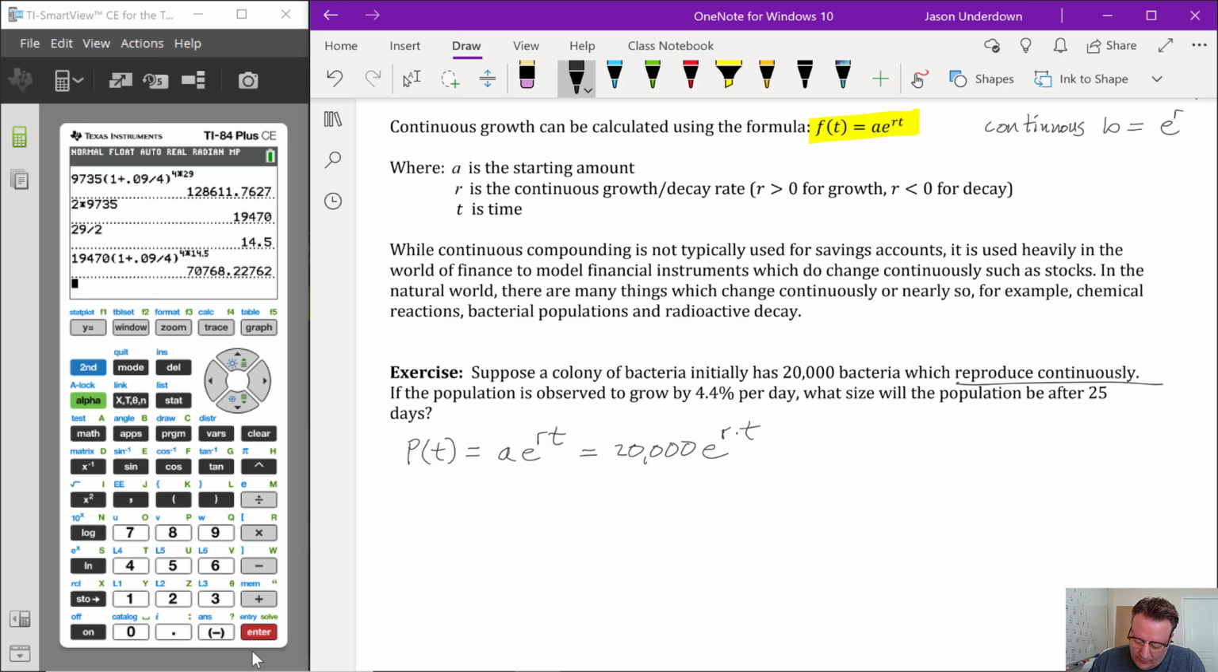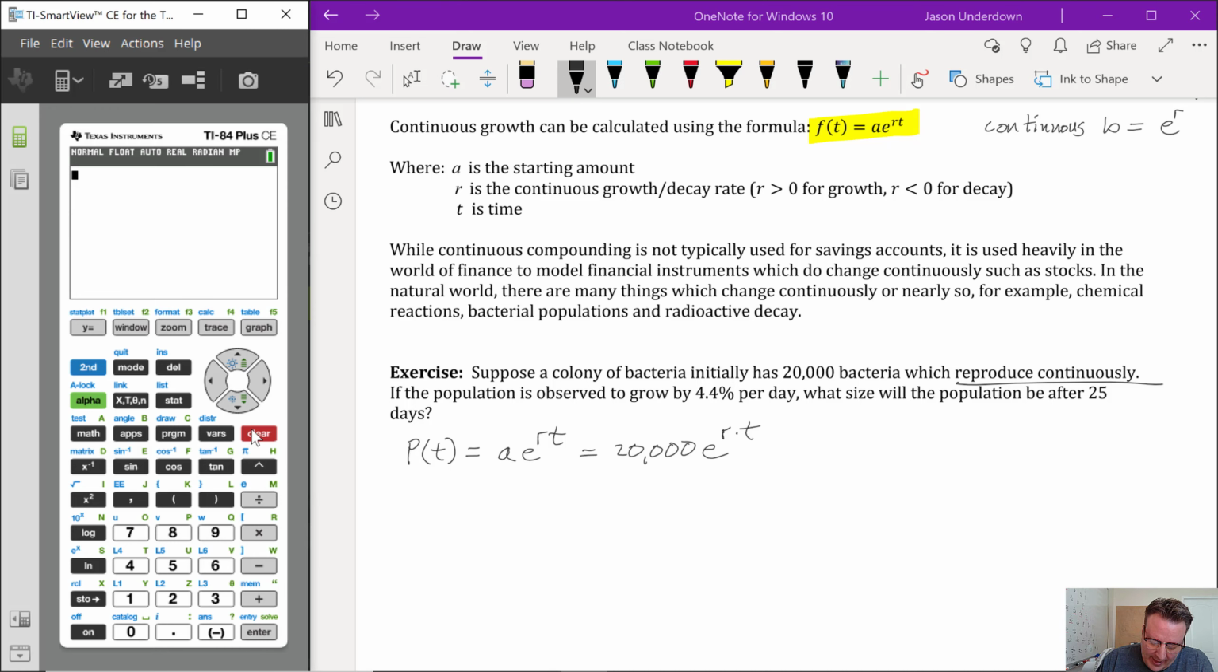Well, if they grow at a rate of 4.4% per day, that means that on day 2 we're going to have 20,000 times 1 plus 0.044. So this is how many bacteria we should have if the population is observed to grow by 4.4% per day. So what is this amount? It's 20,880 bacteria.